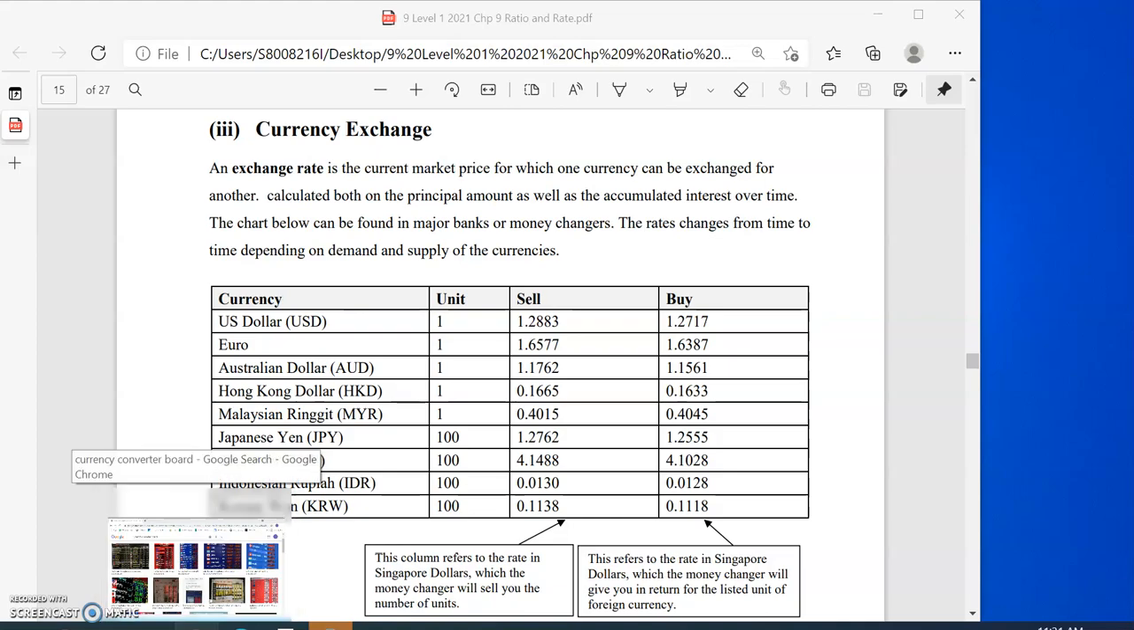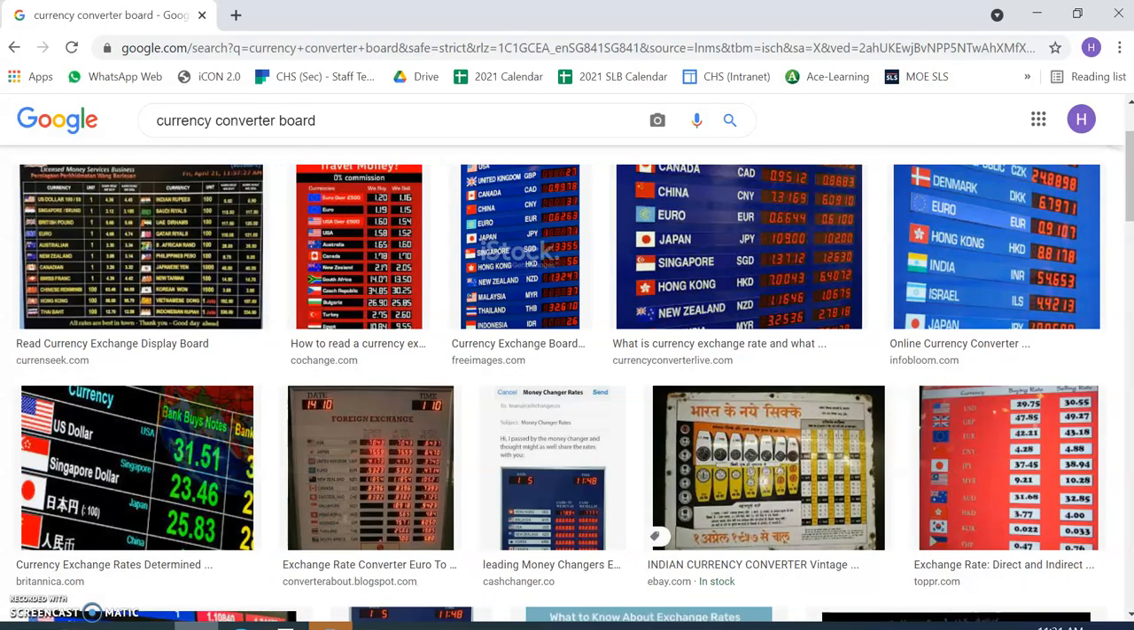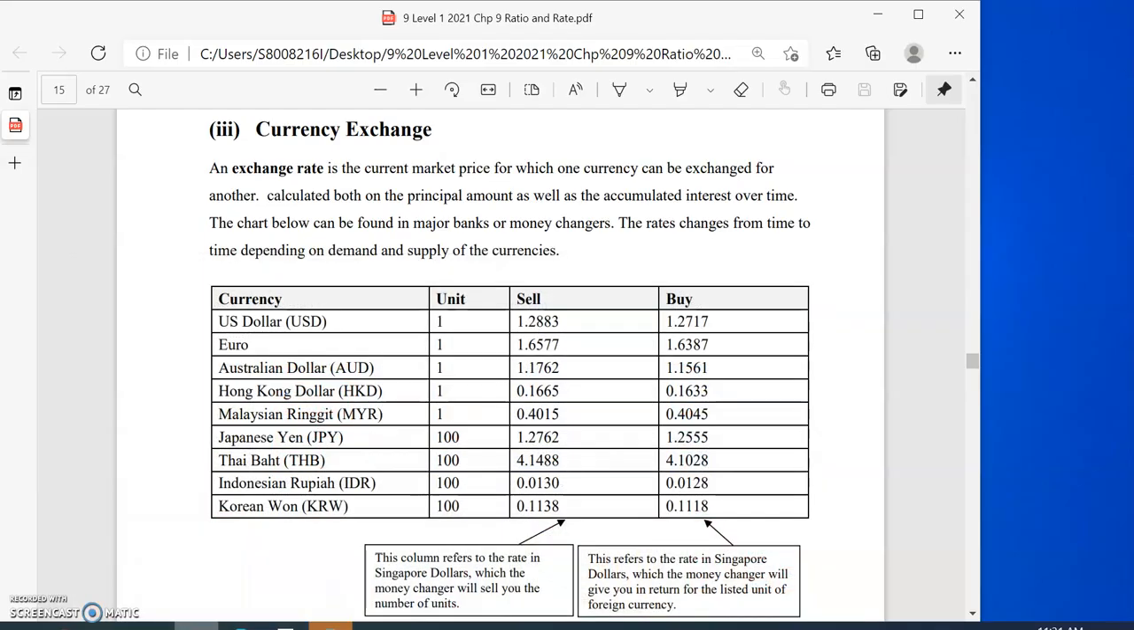If you have been to the money changer, you would have seen boards like these hanging on the walls of the money changer. There are currencies displayed. There are also columns of numbers displayed. What do these columns mean? A simplified model is placed on page 15 of your notes. If you look at the table, the first column reads currency, the second column reads units, the third column reads sell, the fourth column reads buy.